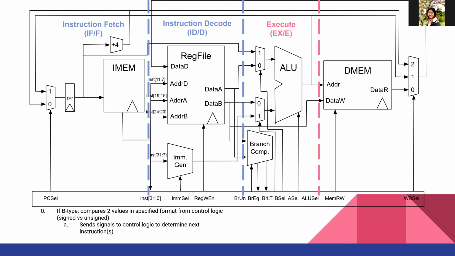So then it sends the signals to control logic to determine what next instructions happen. So after we do our comparison, the control logic gets fed this.